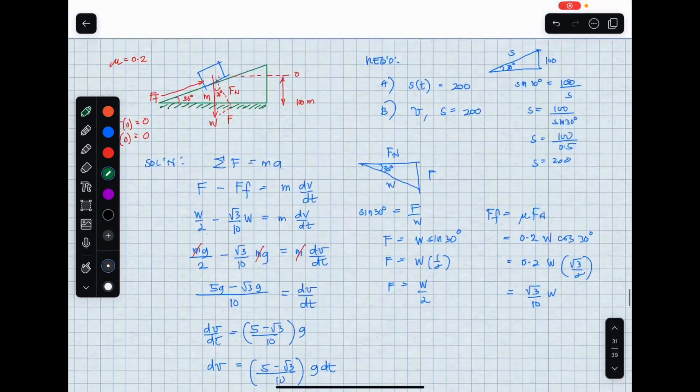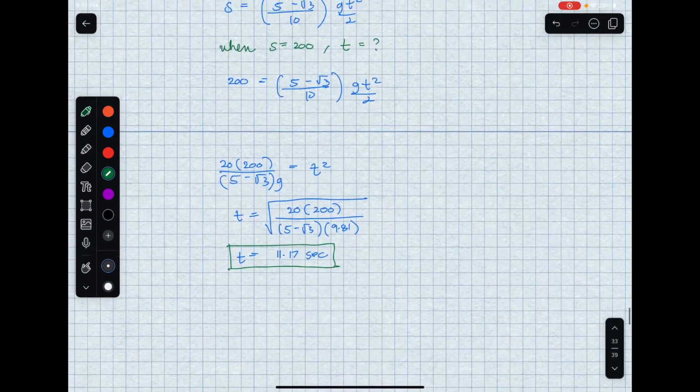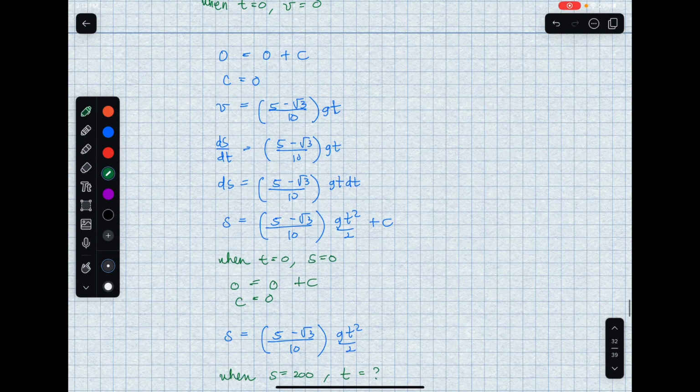And the second question is, what would be the velocity at that instant? We already have our formula for velocity, which is this one.